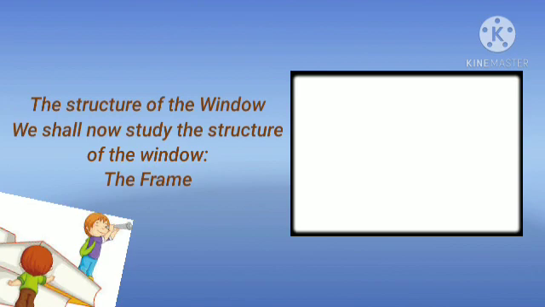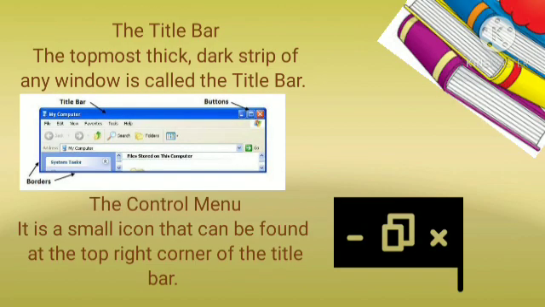The structure of a window. The frame. The outer boundary of the window is its frame. The frame is not visible when the window occupies the entire desktop. The title bar. The topmost thick dark strip of any window is called the title bar. It displays the name of the application as well as the name of the file that has been opened.